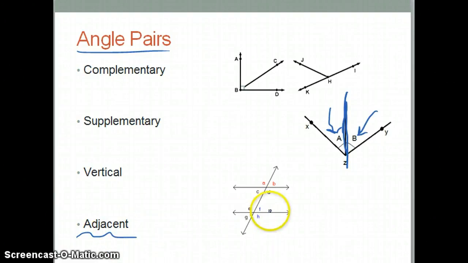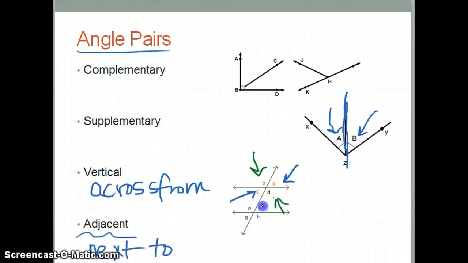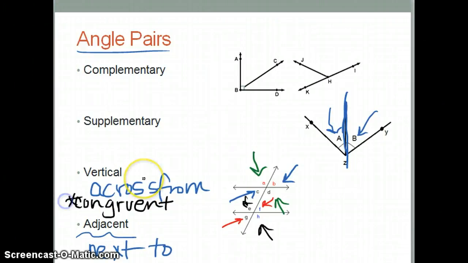If we're talking about vertical, here we'll write: adjacent is next to, vertical is across from. So if we're looking at angle B, it's across from angle C. Angle A is across from angle D. Angle F is across from angle G, and angle E and H are across from each other. These angles are also always going to be congruent. Vertical angles will always be congruent, meaning they'll have that same exact angle measurement.